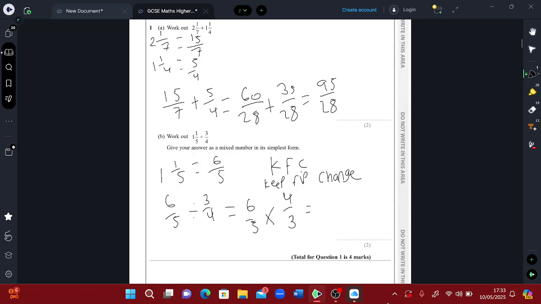So numerator 6 times 4 is going to be 24. And the denominator is 5 times 3, not 3, that's wrong. 5 times 3 is 15. But then it asks us to simplify as a mixed number.